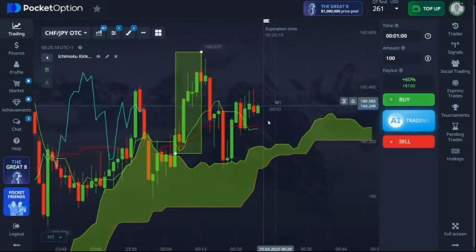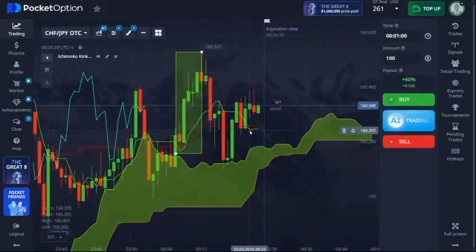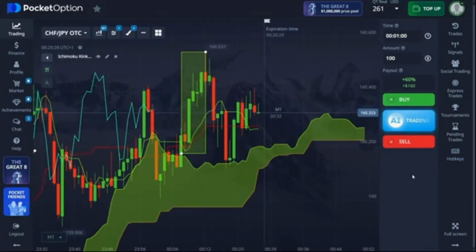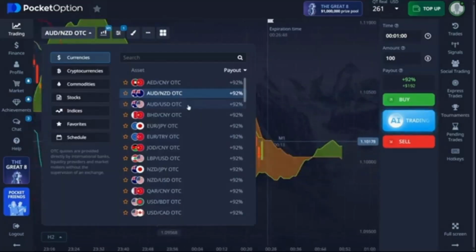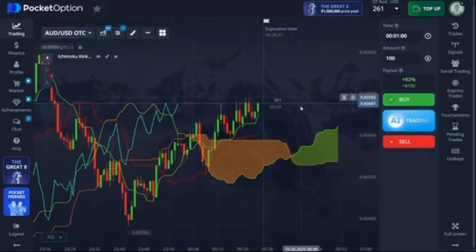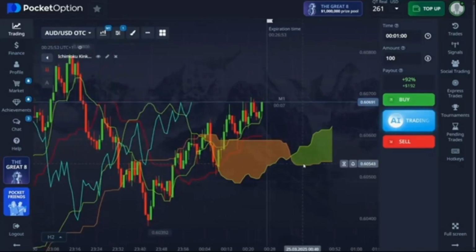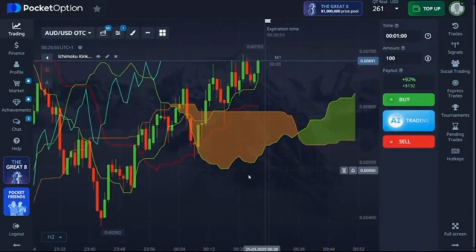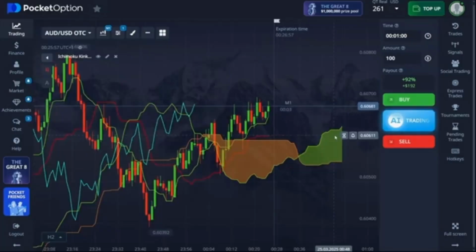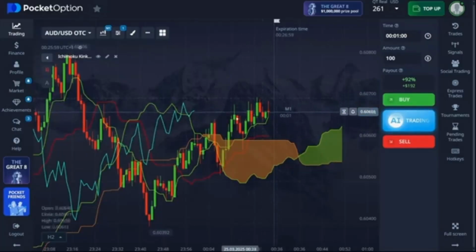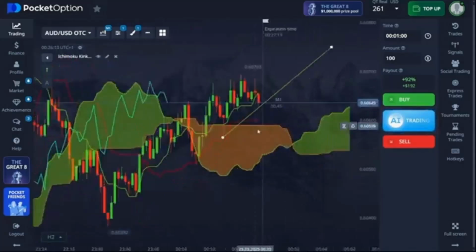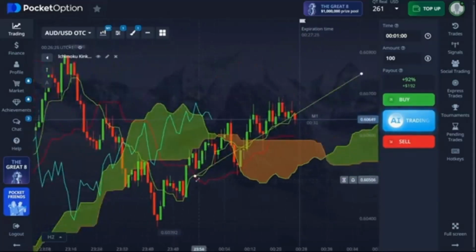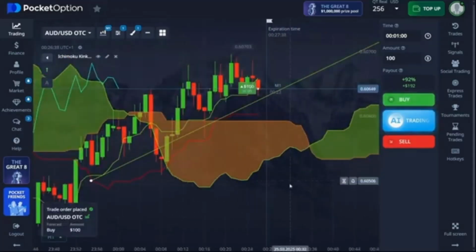We skip this pair and look for another one. Let's look at AUD USD OTC. Here the cloud is green, price is above it. Also, Tenkan has crossed above Kijun. All signs point to upward movement. We enter a buy trade.